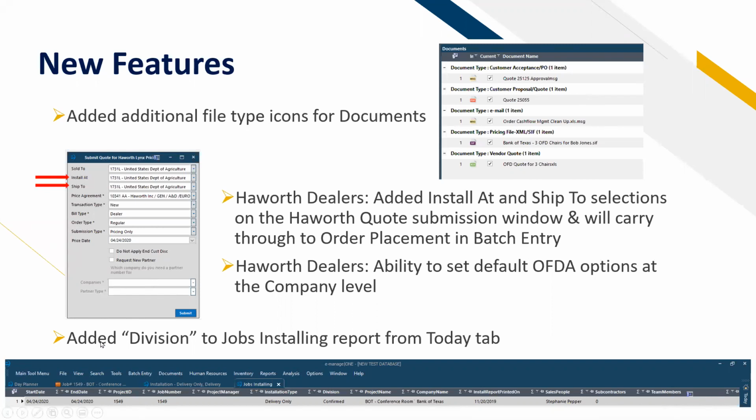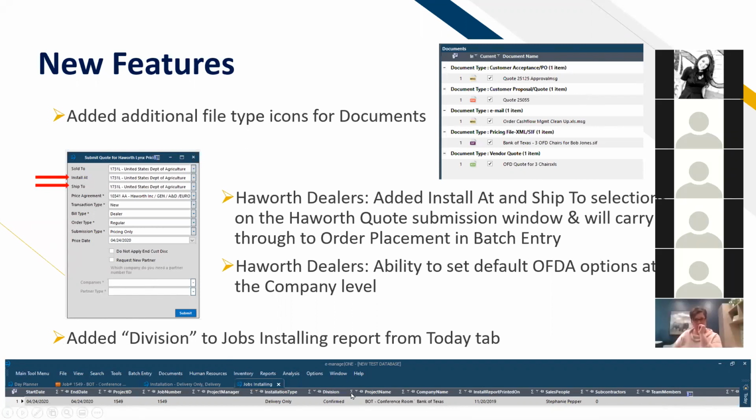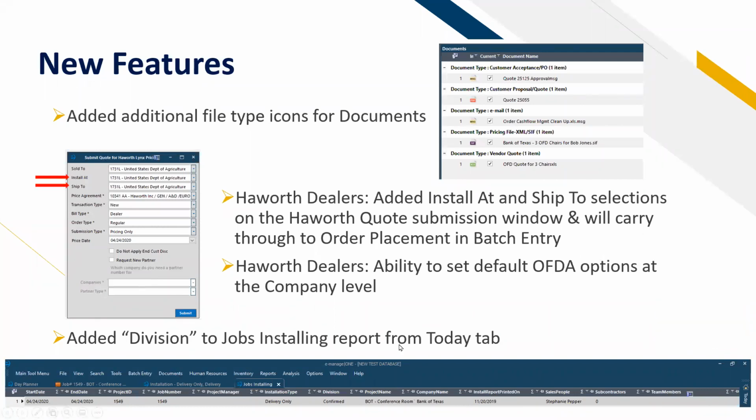Also, a small change here: we did add the column division as an accessible field in the jobs installing report from the Today tab. You can see here the division. What most of you probably have is something like confirmed or tentative, but some of you might actually be using that for divisions, like your walls division. So what we did was add that column in there.